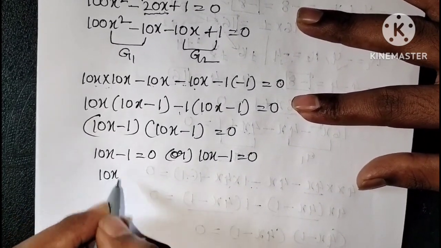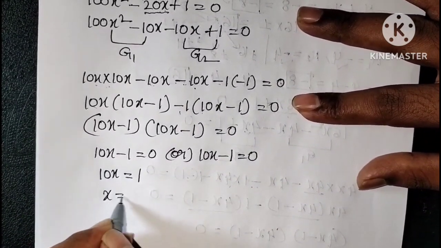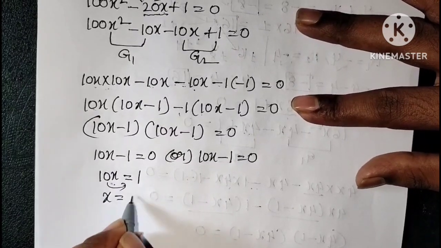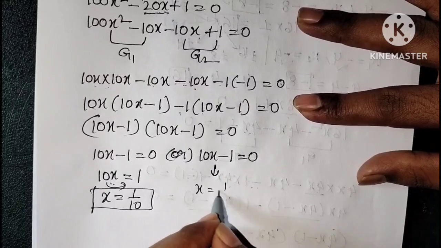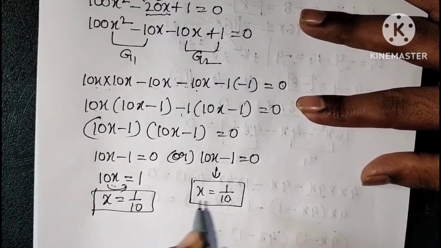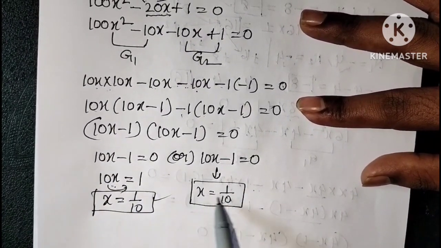So 10x, transpose minus 1, plus 1. We need only the value of x. Transpose 10, 1 by 10. From this also you will get x is equal to 1 by 10. Therefore the roots of the given quadratic equation are 1 by 10, 1 by 10.